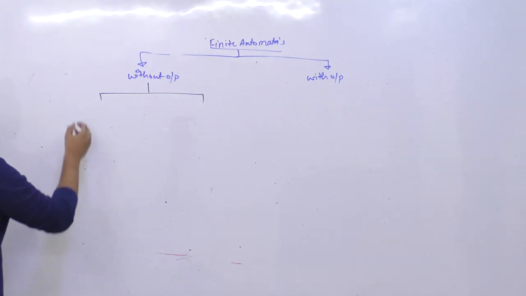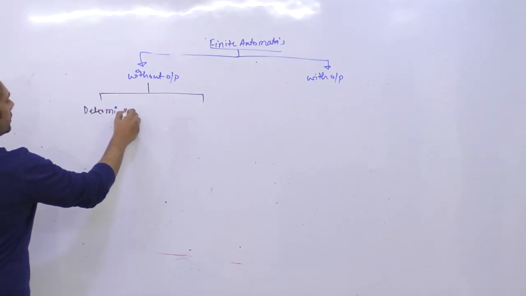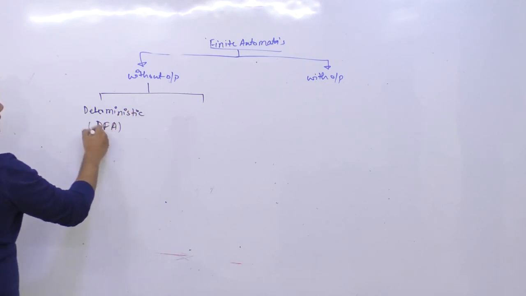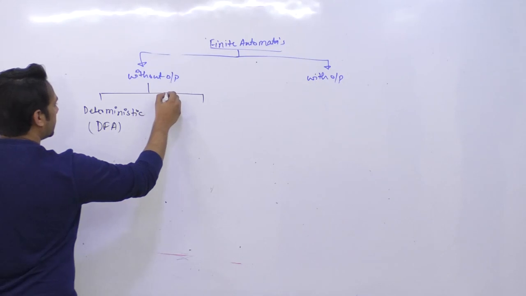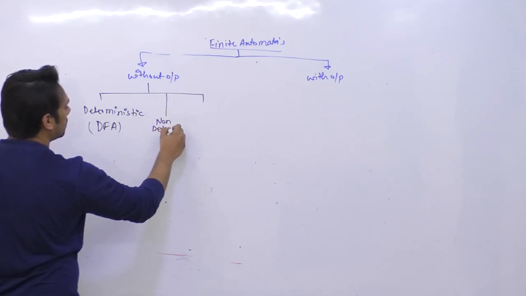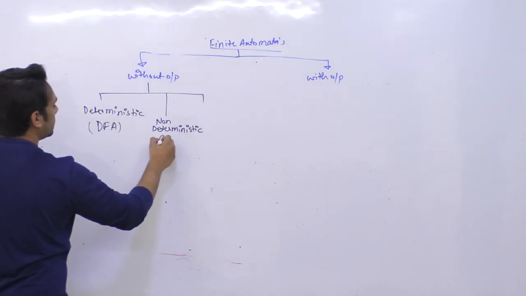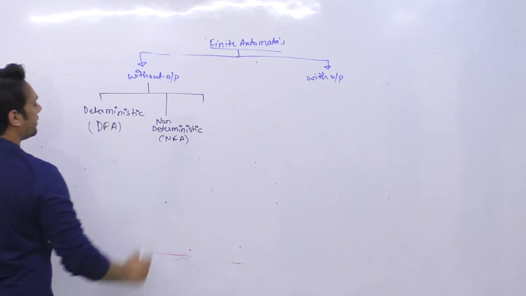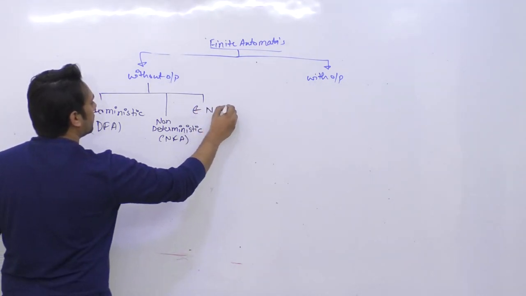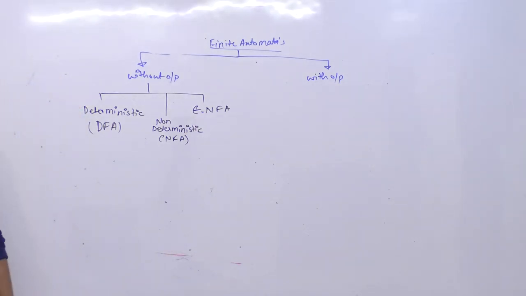The first one is deterministic, which is also called deterministic finite automata or DFA. The second one is non-deterministic, which will be called NFAs, non-deterministic finite automata. And the third one will be epsilon non-deterministic finite automata. Okay, the symbol is epsilon.